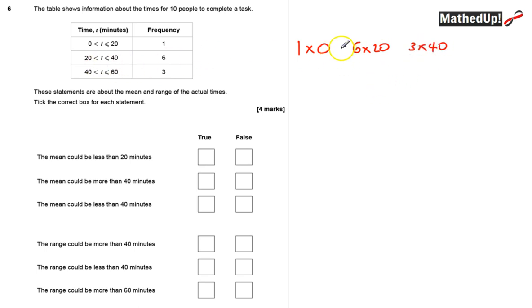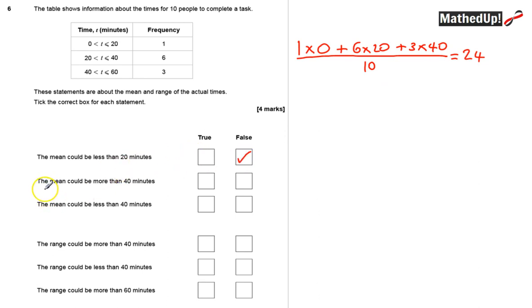Now to work out the mean, I need to add all of these together and I need to divide by the total number of people, which is 10. So if I add all these together, I've got 0 plus 120 plus 120, so that's 240 divided by 10, which is 24. We worked out the least the mean could be is 24, so that's going to be false. It can't be less than 20 minutes.